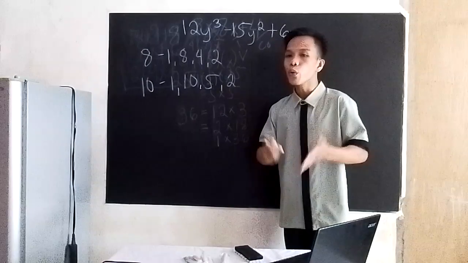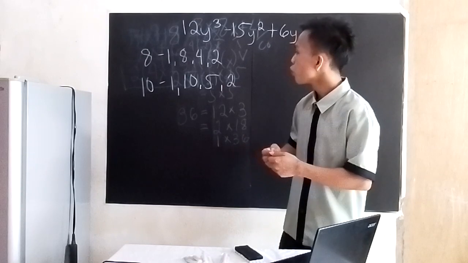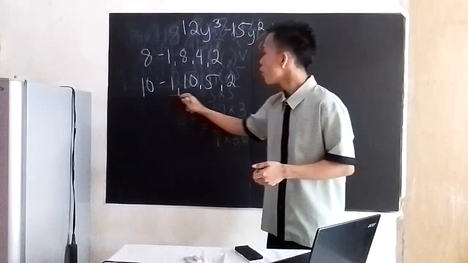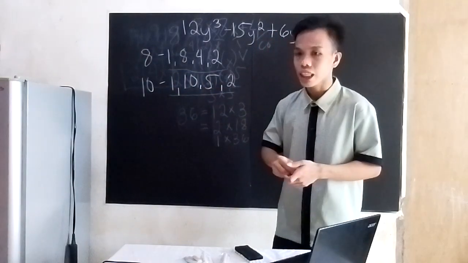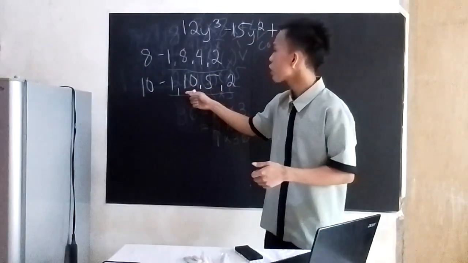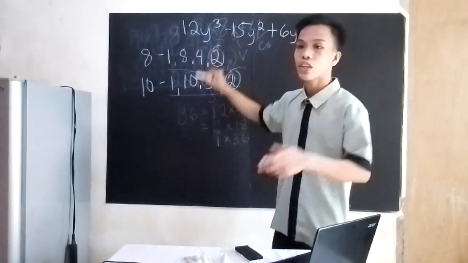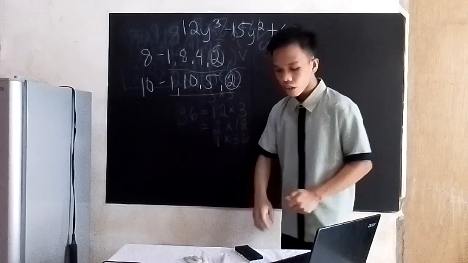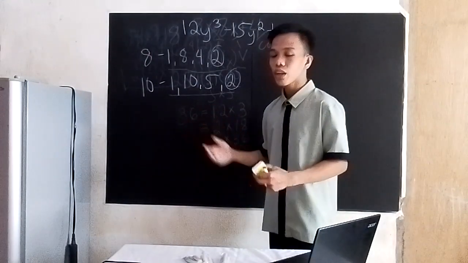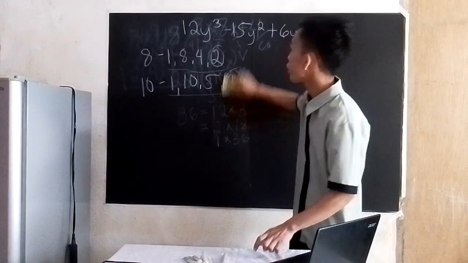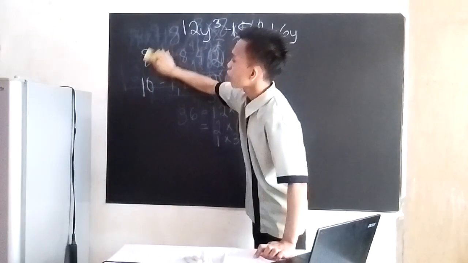So how are we going to find the greatest common factor? We are just going to look for their common, the largest common. So what is the largest common here? So our largest common here is, that's right, that is 2. So that is how we deal with greatest common factor. So let's proceed to our main topic.